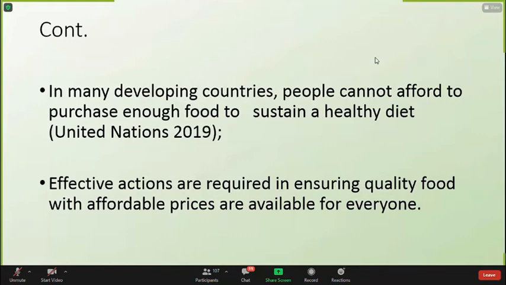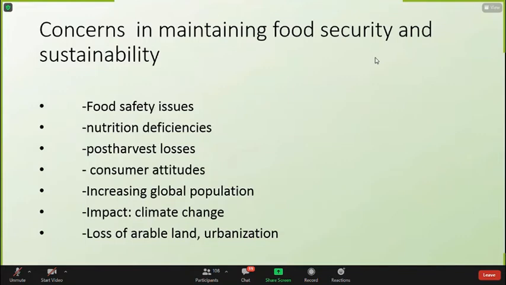So when we talk about food security, these are the concerns. Number one is food safety issues, nutrition deficiencies, post-harvest losses, and consumer attitude as well. Also increasing global population, climate change, and loss of arable land due to urbanization. So we have limited land for agriculture purposes.